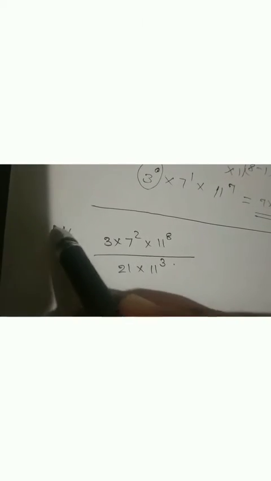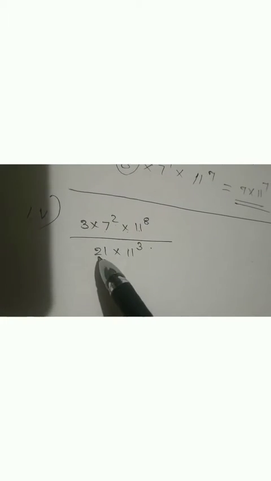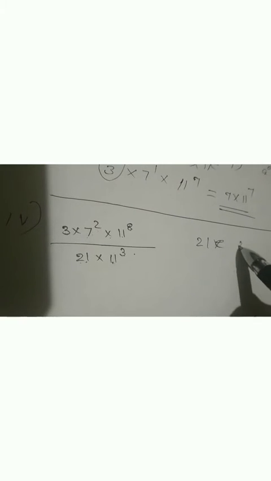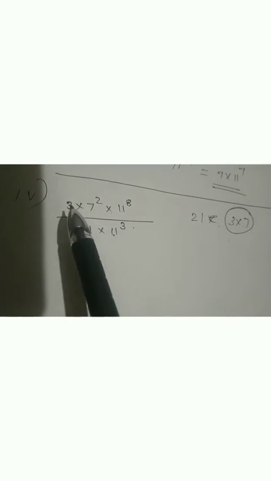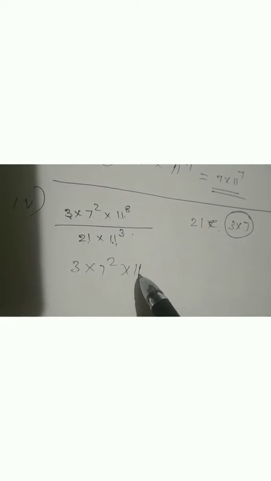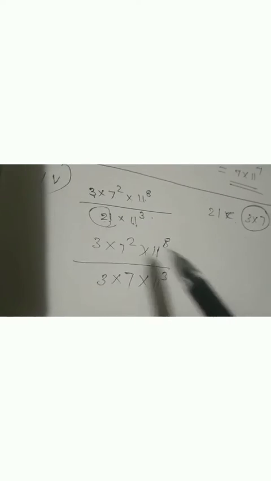Okay. Question 3, times 7 square into 11 raised to 8, the whole divided by 21 into 11 raised to 3. Here 3, 7, 11 are prime numbers, but 21 we can split as 3 times 7. Okay, 3 and 7 are prime numbers, and not only that, 3 and 7 are given in the question. Now 3 times 7 square multiplied by 11 raised to 8, the whole divided by 21, we can write it as 3 multiplied by 7 into 11 cube. So if there is no power, we can write 1 as the power.